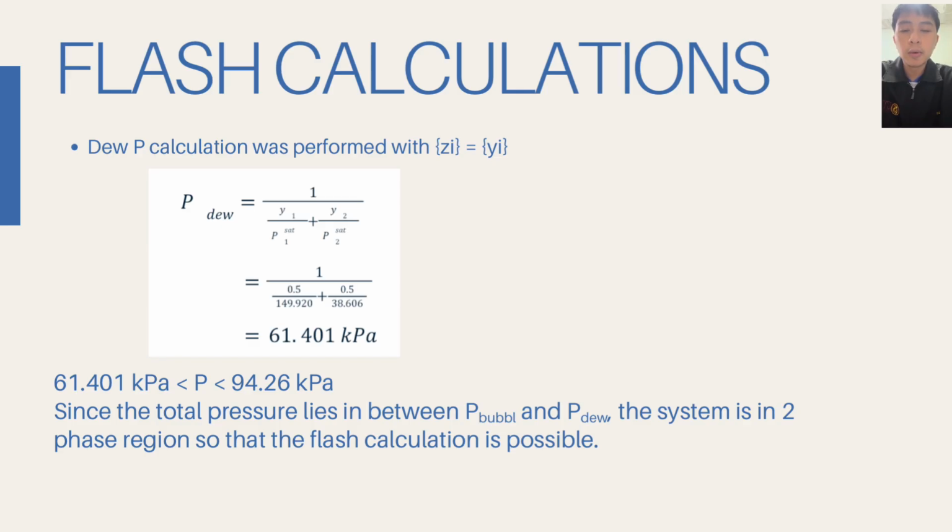Y is a mole fraction for vapor. So we got P dew equal to 61 kilopascal. Since our pressure is between P dew and P bubble, the system is in the two-phase region, so the flash calculation is possible.